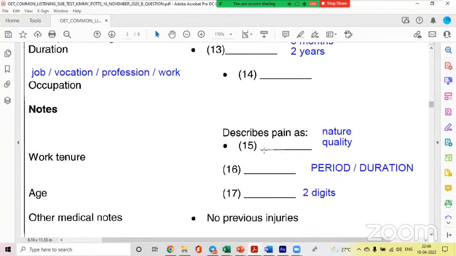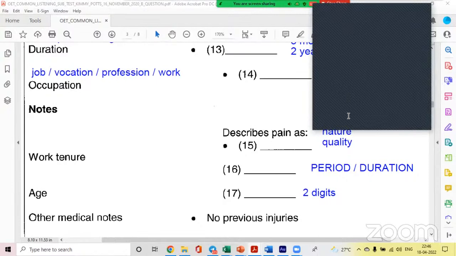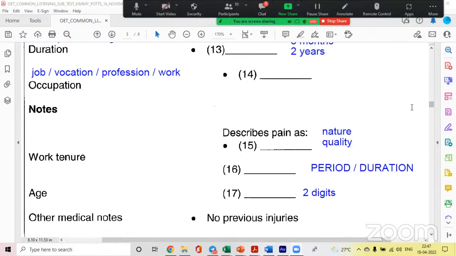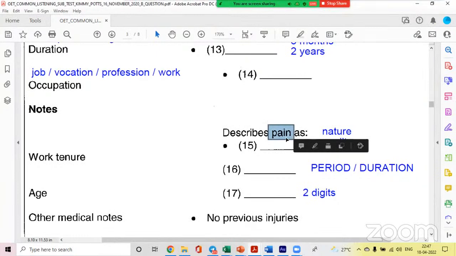Describes pain as. Q15. Yeah. So describes pain as, Sudhanshu. Why did you write both capital letters? No need to hurry. If you are in a hurry, you'll make mistakes. Okay. So pain is already there. Why again pain? Pain described as enough. Why again pain? Pain is already there. If you write again, you think you'll get the mark, you lose the mark.